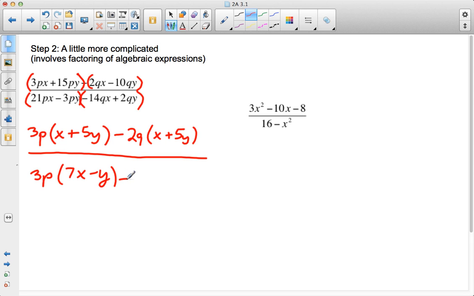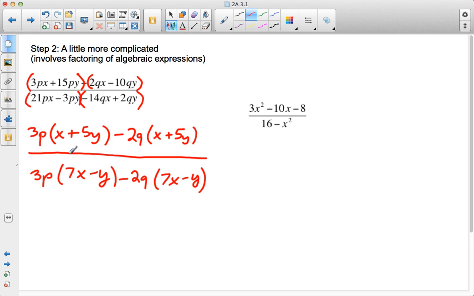If I factor out a negative 2q, then what will be left is a negative 2q times what is going to be 14x, and that's going to be positive 7x. And then if I factor out a negative 2 from a positive 2qy, I'm left with minus y. So now I'm going to take it one step further.